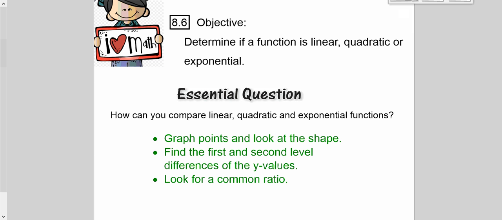Hello, and welcome to another Algebra 1 lesson. This is lesson 8.6. Our objective: determine if a function is linear, quadratic, or exponential.